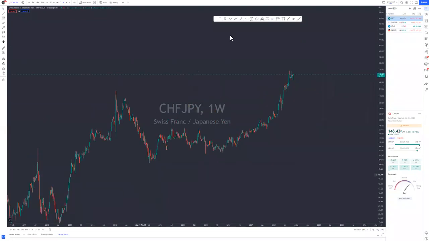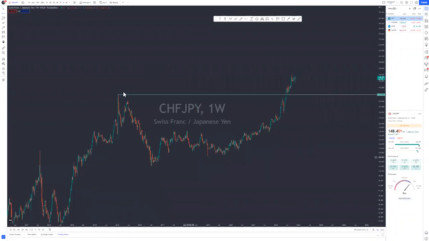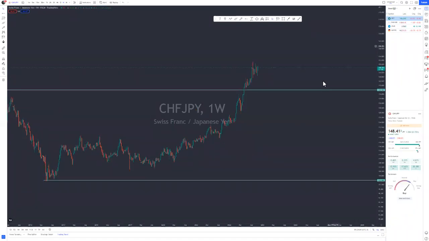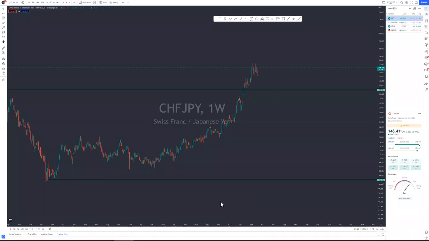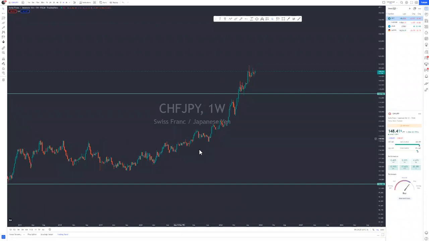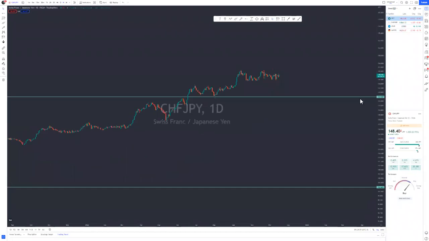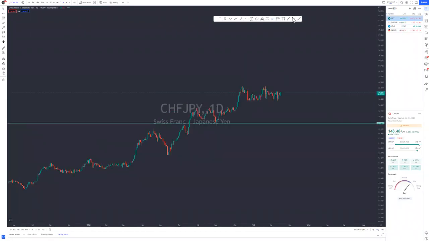But based on this thing that I'm looking at, CHF JPY, I don't think it's tradable. I don't think this is a tradable setup though. Yeah, bro. There's no direction.